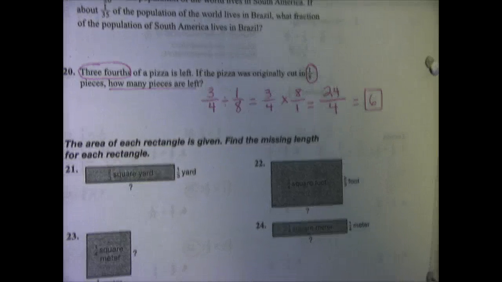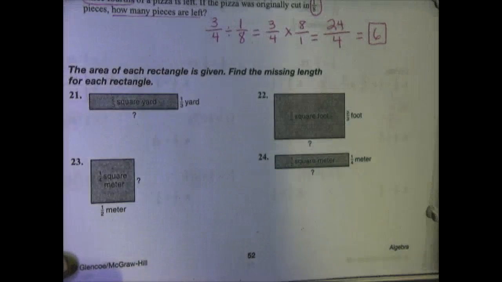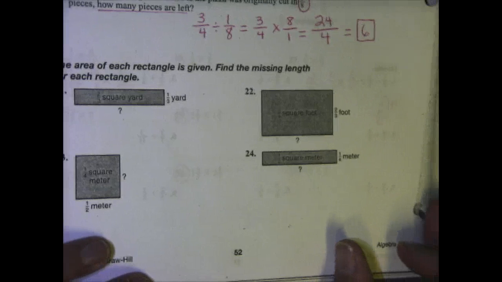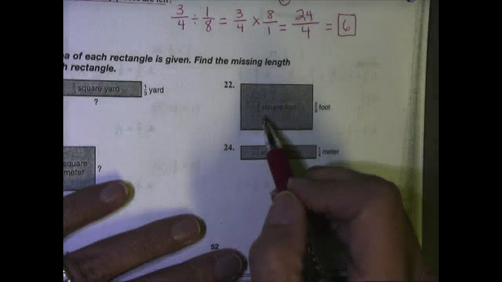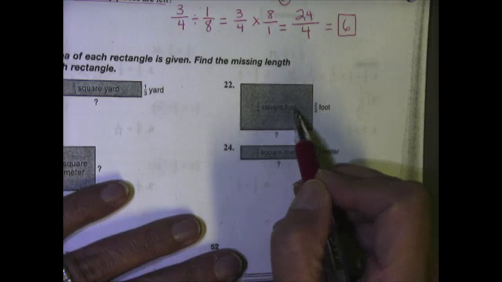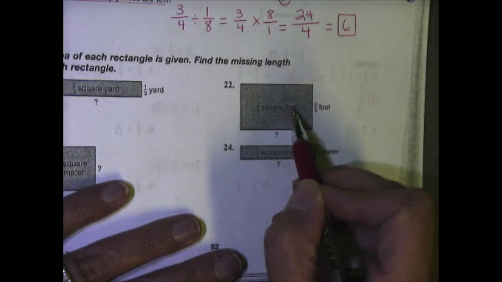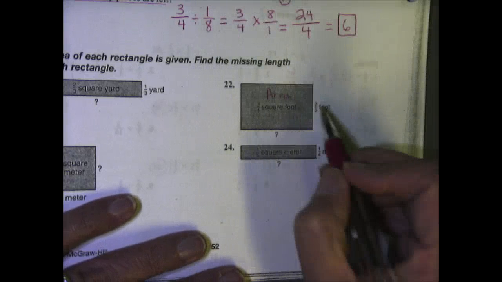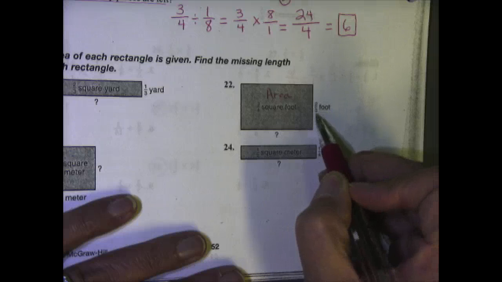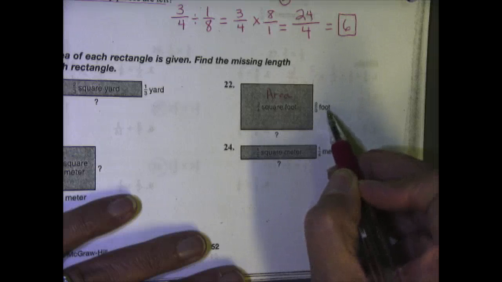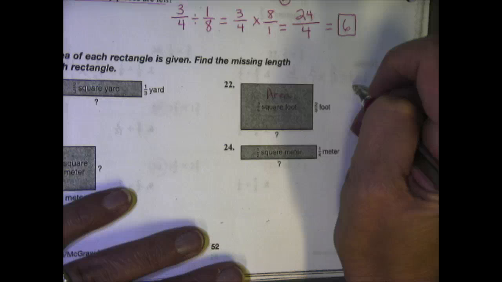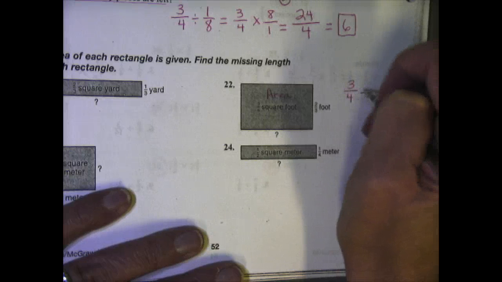Let's take a look down at the bottom. It says the area of each rectangle is given. Find the missing length for each rectangle. Let's look at number 22. Number 22 says in the middle 3/4 square foot is the area. One side of the rectangle is 2/3 foot. So we need to find out what is the length of the other side. In order to find that out, we're going to take 3/4 and divide it by 2/3.